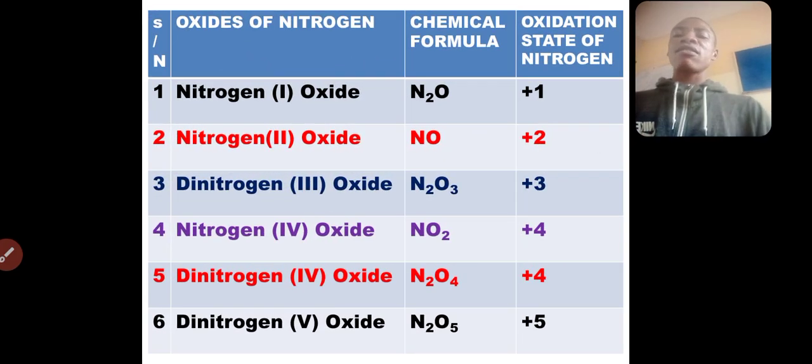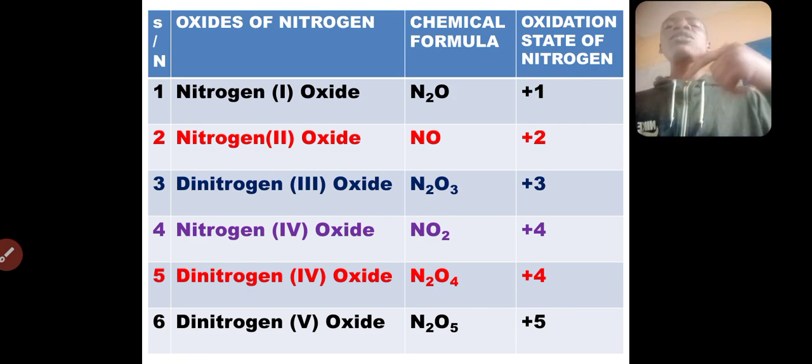So the 6 compounds that you have on your screen are the 6 different ways by which nitrogen can combine with oxygen. The first, we have nitrogen 1 oxide. The formula is N2O, where nitrogen is exhibiting an oxidation number of +1. Nitrogen 2 oxide, NO, nitrogen there has an oxidation state of +2. In dinitrogen 3 oxide, N2O3, nitrogen is having a +3 oxidation state. In nitrogen 4 oxide, NO2, we have nitrogen having an oxidation number of +4.